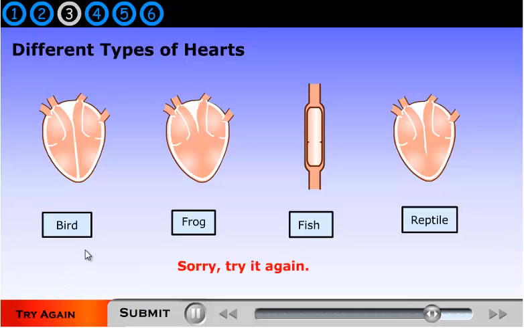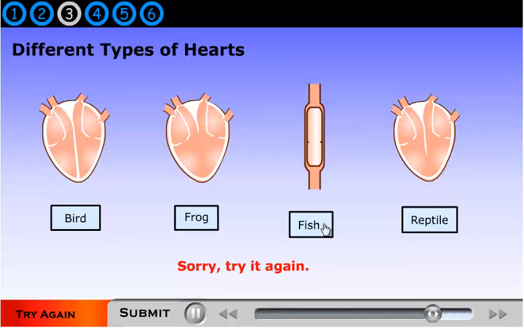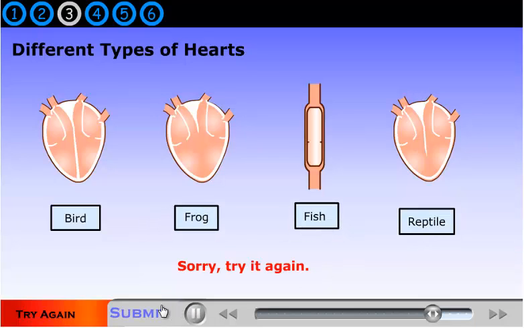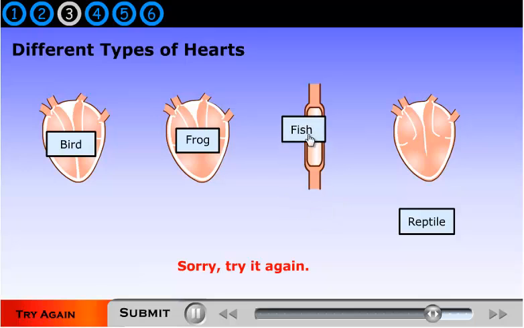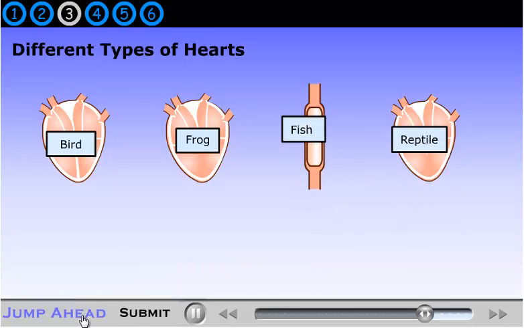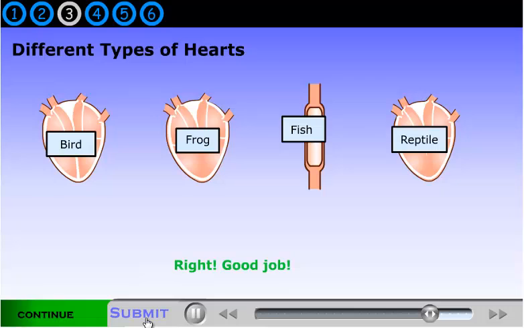Sorry, that's not quite right. Sorry, that's not quite right. That's right.